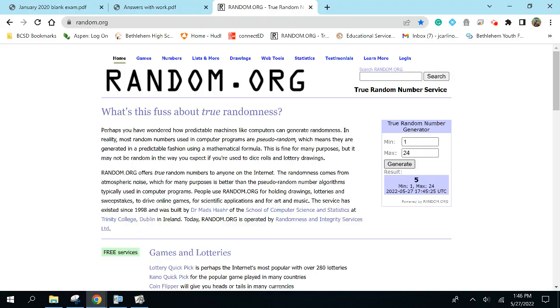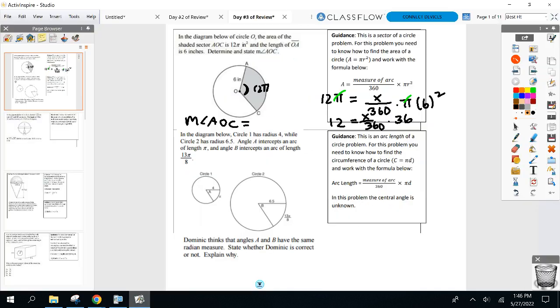So when you get there, let me know, and let me know what the angle measurement is. When you're ready.